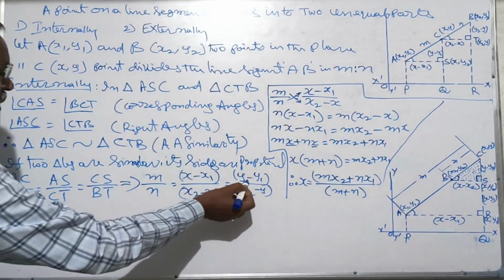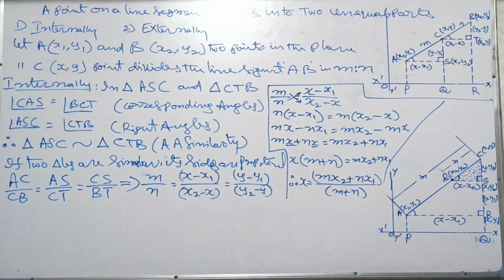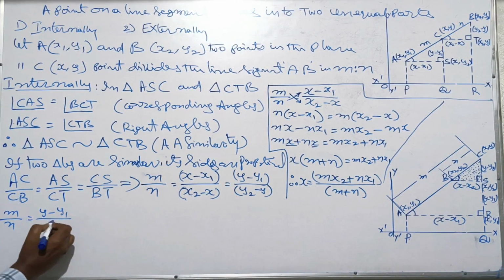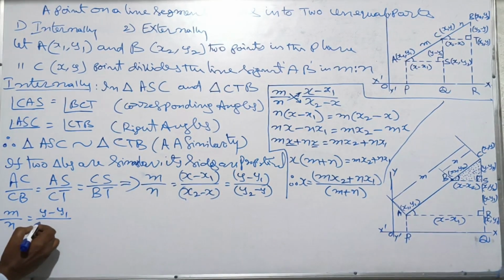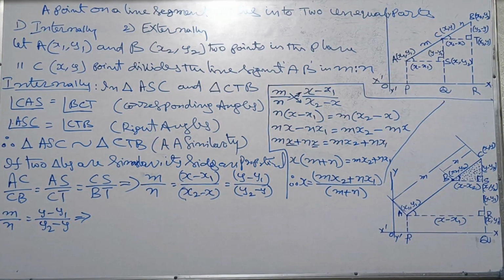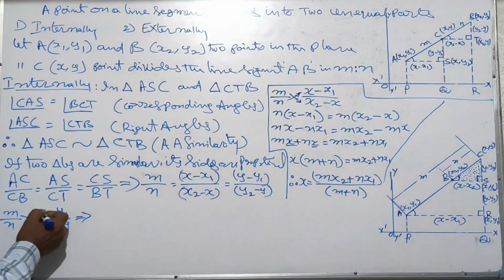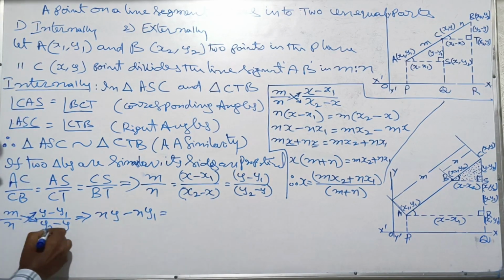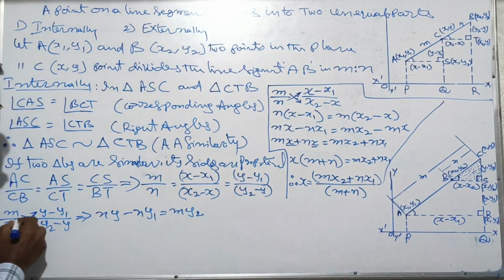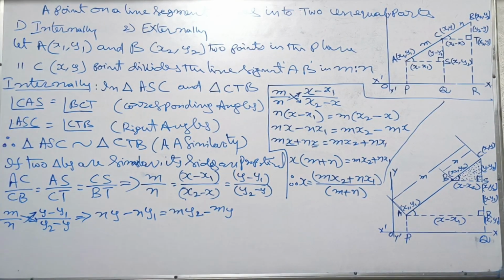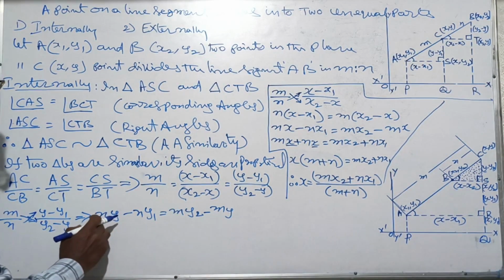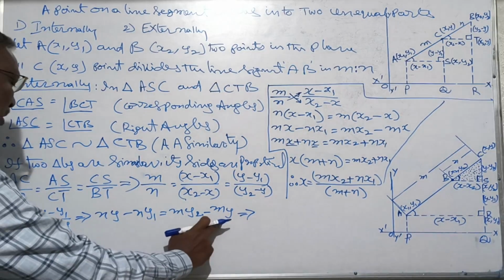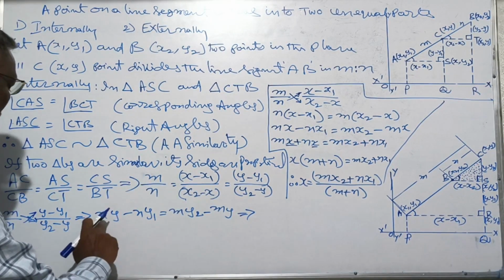M by N is equal to Y minus Y1 by Y2 minus Y. Cross multiply it. NY minus NY1 is equal to MY2 minus MY. This Y value keep it on one side, other values on the other side. So that means here minus MY, we cross this, it becomes plus.